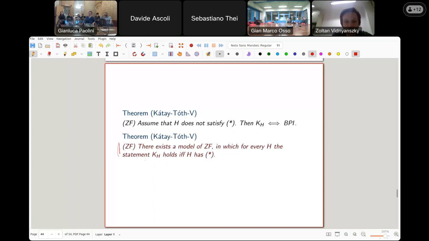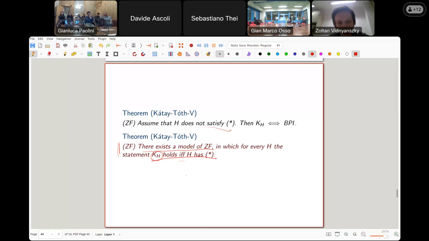So that there exists a model of ZF in which those K_Hs fail for which we don't have star, but those K_Hs where we do have star hold. So K_H holds if and only if H has star. Okay, so this is like the main theorem here. So we have detected the same split in the ZF models relatively easily as they did in the finite world. And of course it doesn't say anything about the finite world.